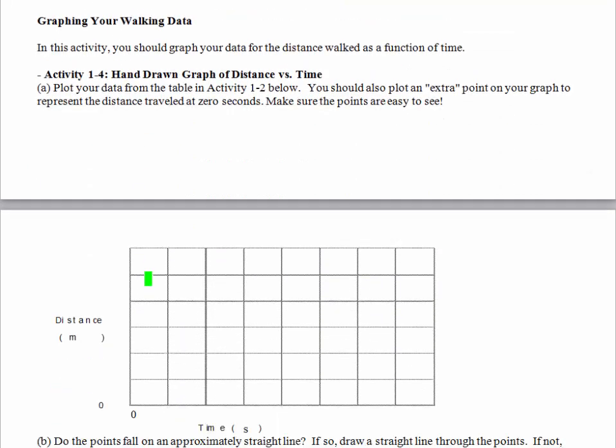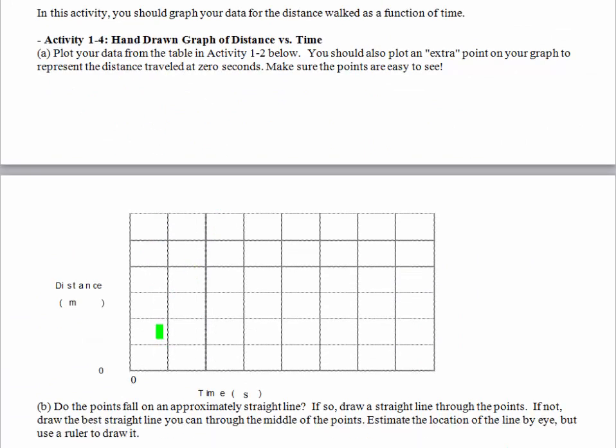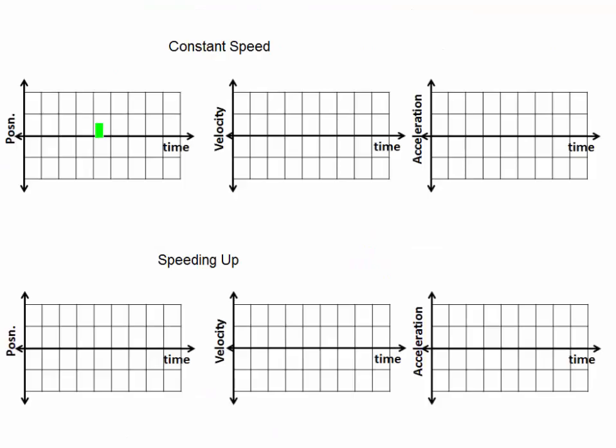The last thing we're going to do is graph our walking data of distance versus time. So here we're going to have our distance, and you're going to put some numbers all the way down here, and you're going to go ahead and put your data points on there for all your various distances and all your various times. Does it fall in a straight line? So let's talk about that for a second.